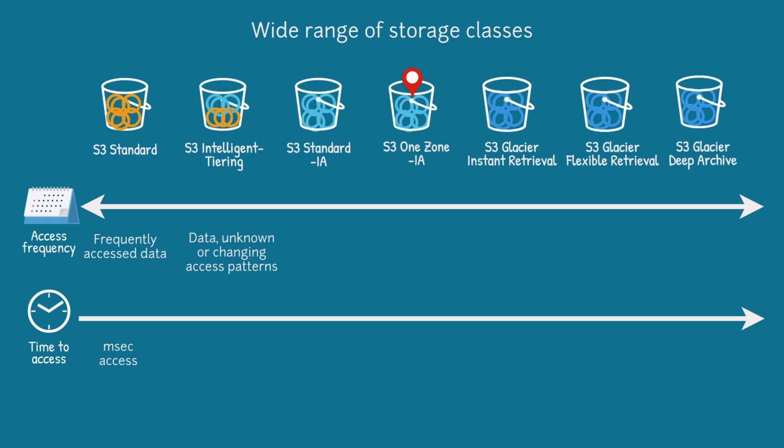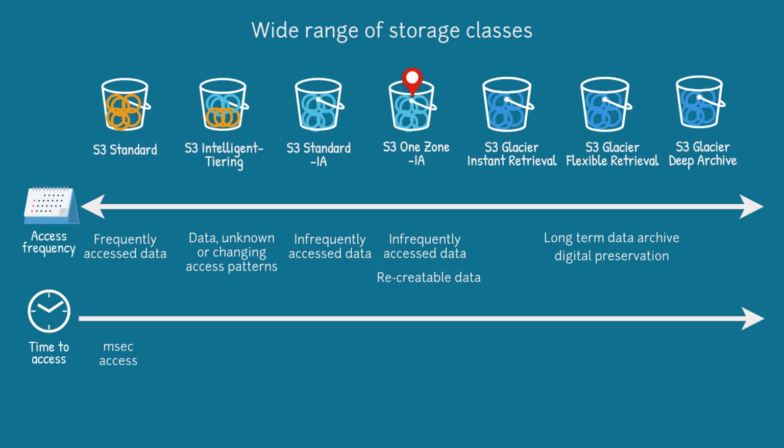S3 Standard-IA and S3 One Zone-IA are for long-lived, but less frequently accessed data. Since S3 One Zone-IA only stores data in one availability zone, it fits best for recreatable data. S3 Glacier Instant Retrieval, Glacier Flexible Retrieval, and S3 Glacier Deep Archive are for long-term data archive and digital preservation. S3 Intelligent-Tiering, S3 Standard-IA, and S3 One Zone-IA also have the same low latency and high throughput performance as S3 Standard.